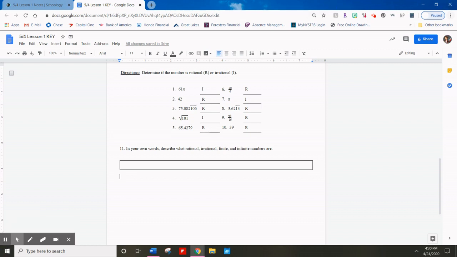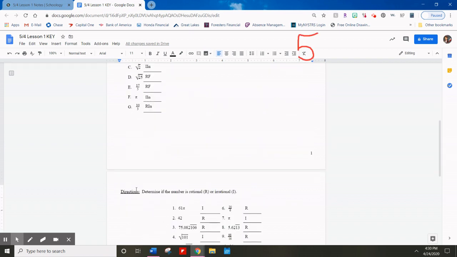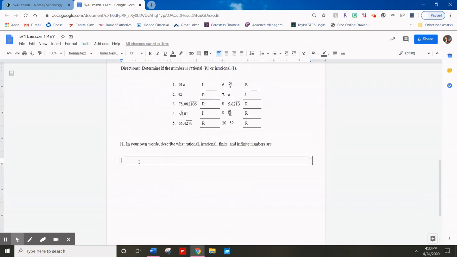And the last part says, in your own words, describe what rational, irrational, finite, and infinite numbers are. Since it says in your own words, I don't want to tell you exactly how to write this answer, but you can refer back to the front page here, and that gives you the definitions of rational, irrational, finite, and infinite. But I want you to make sense of it in your own words. So you can type it in the box here, and then you could submit your notes if you'd like me to look at them. If not, that's okay. I can still look at them partially completed.